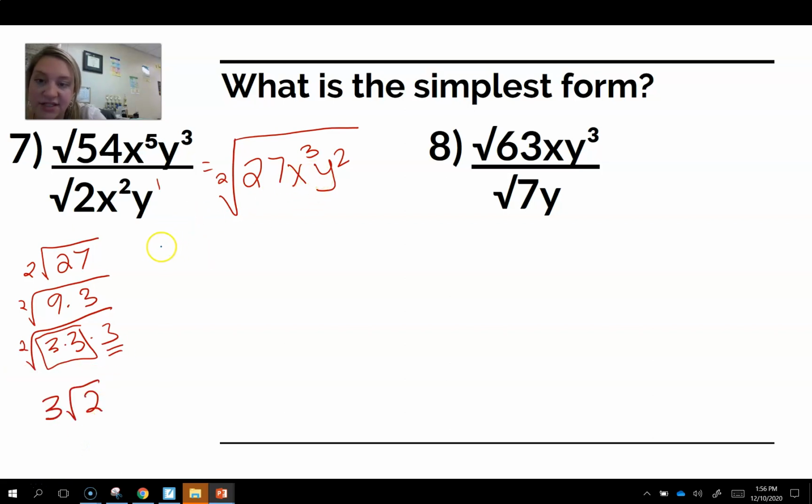Now I'm going to deal with the x cubed. Remember our index is 2, so I could write it as 3 over 2. That does not simplify for me though, so I'm going to write out what I have. I have 1, 2, 3 x's. An index of 2 means I need a pair of x's to leave. So there's my pair of x's, so 1 x gets to leave, but I still have 1 x inside.